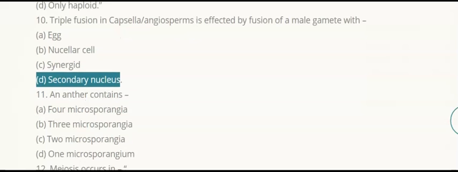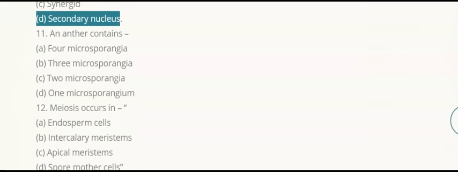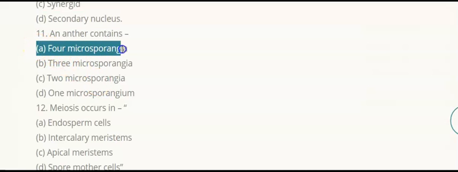Then we move to question number 11. An anther contains... here you may like to refer to the figure of an anther. It has 4 microsporangia, 3 microsporangia, 2 microsporangia and 1 microsporangium. So the correct option is E, that is 4 microsporangia. Then we move to our next question.